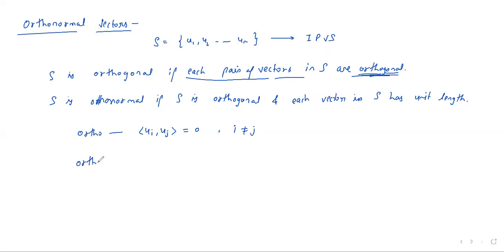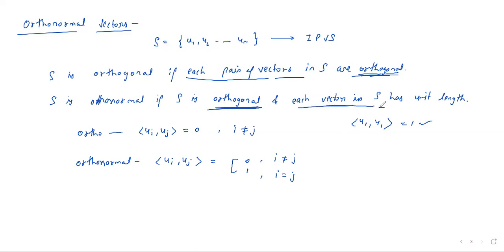And for orthonormal, the inner product of ui and uj is equal to 0 or 1. 0 is for i not equal to j, and 1 is for i equal to j, that is for the same vectors like u1 comma u1. It has to be equal to 1 for the same vector. Now we can also see that S is orthonormal if S is orthogonal and each vector in S has unit length.